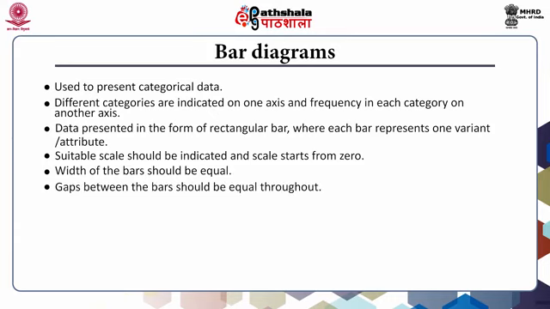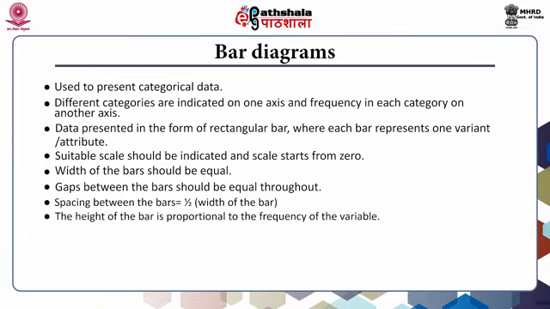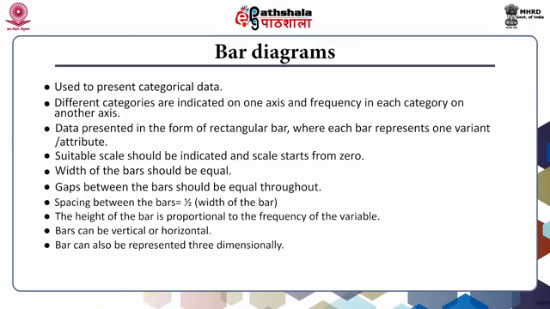Gap between the bars should be equal throughout. Spacing between the bars is equal to half the width of each bar. The height of the bar is proportional to the frequency of the table. Bars can be vertical or horizontal, and they can be represented three-dimensionally also. Bars can be of three types: simple, multiple or compound, and component or proportional.